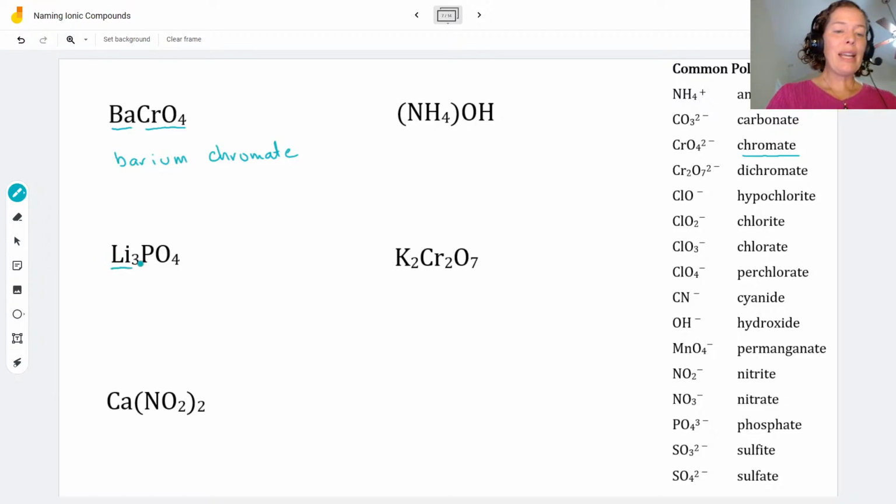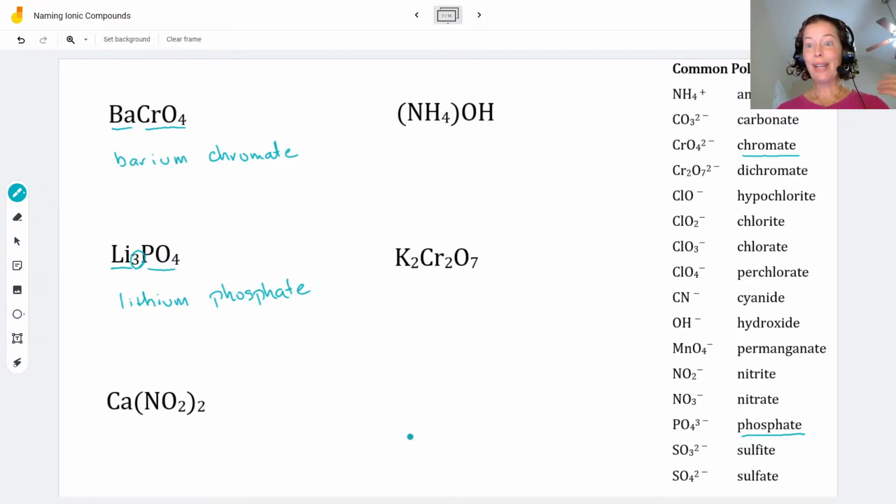Li is lithium. Again, yes, there are 3 lithium atoms, but that doesn't matter. It's still just lithium. So we just name it lithium. And now for our anion, it is a polyatomic. It's PO4. So we need to find PO4 on our list, which is down here. This is phosphate. And that's it. You're done. Okay, on to our next one.